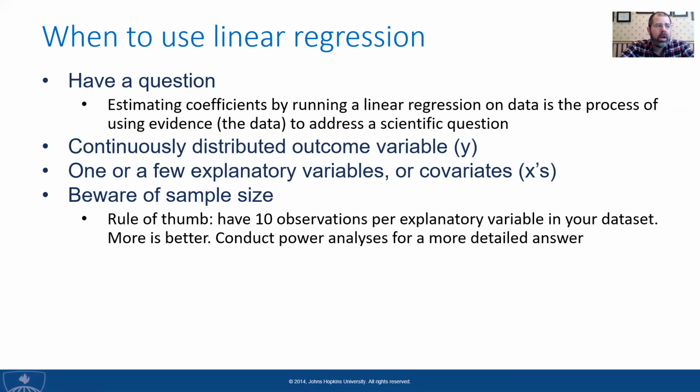It's important to be aware of sample size. A useful rule of thumb, which is not to be taken as an absolute, is to have at least 10 observations per explanatory variable in your data set. More observations per explanatory variable is better, and I advise you conduct power analyses to get a more detailed answer.